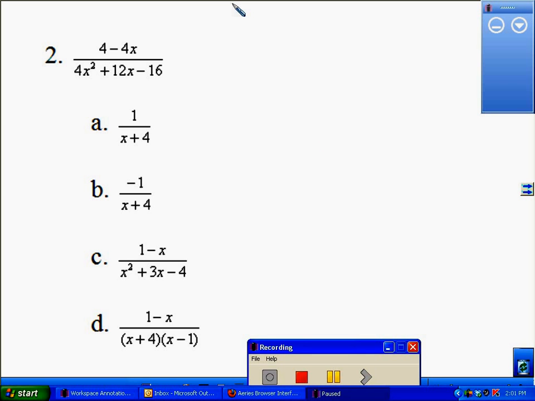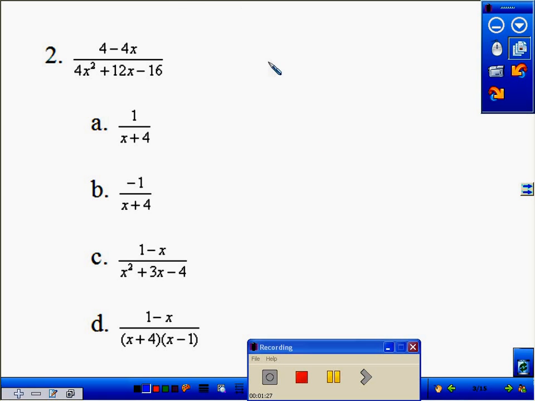Okay, for this second one, what's the first thing we need to take out of that top piece? Good, we should take a negative 4 out. When we take a negative 4 out, we're going to be left with x minus 1. I rearrange that, and I change the order here because if we take a negative 4 out of 4, we get negative 1. If we take a negative 4 out of negative 4x, we're left with positive x. So I change it so that the positive x is first and then the negative 1. But just know that we took out that negative 4, and we have x minus 1.